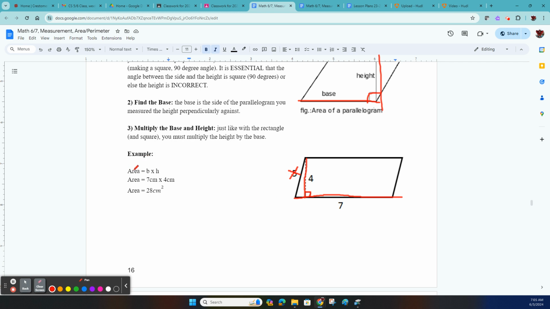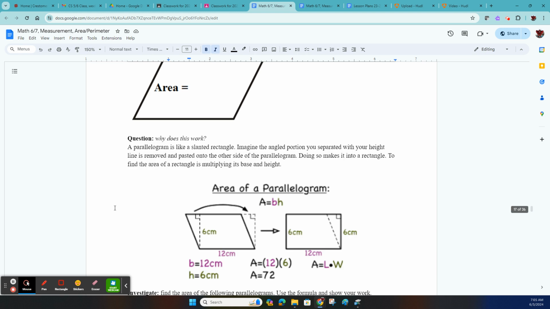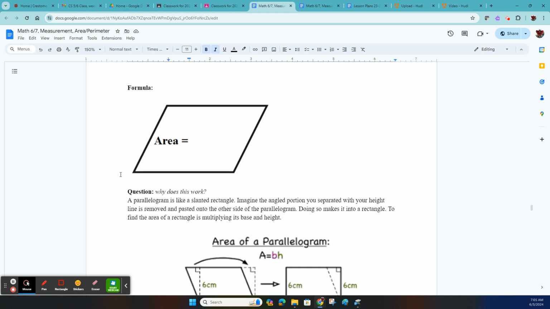So formula first, beautiful. Next, we plugged in the numbers. 7 for our base and 4 for the height. Multiplied it, and look at that. I forgot to circle it. What a bozo. Boom. Okay. Now, why does this work? Oh, sorry, I'm getting ahead of myself. The formula for this, of course, is area is equal to B times H, or base times height.